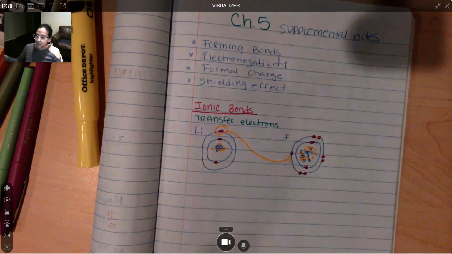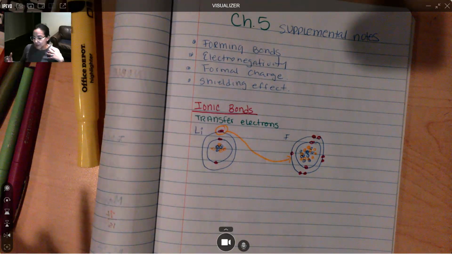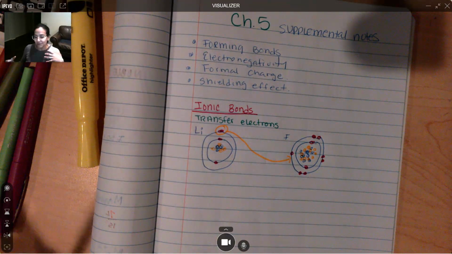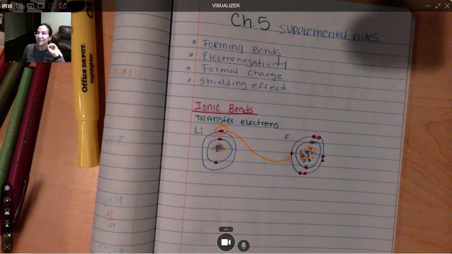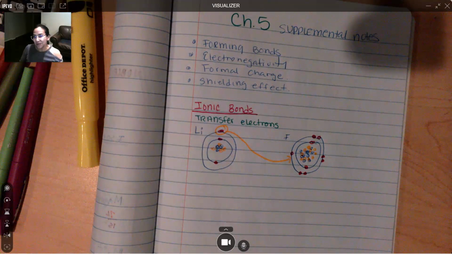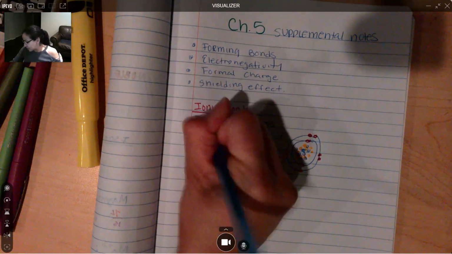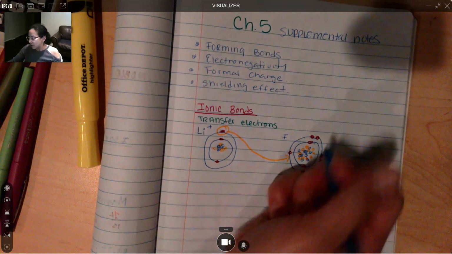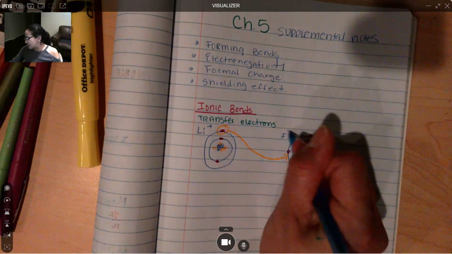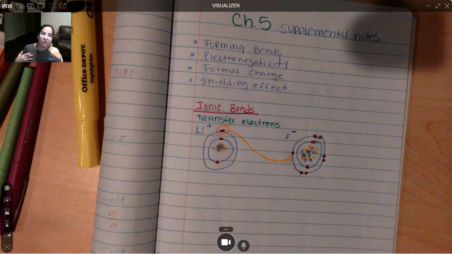Why? Because it's more positive inside, so it's spewing with positivity. And remember, opposite charges attract each other. So the lithium, when it gives away its electron, becomes lithium with a +1. And fluorine, when it gains an electron, becomes fluorine with a -1. So now this creates an electrostatic force of attraction.